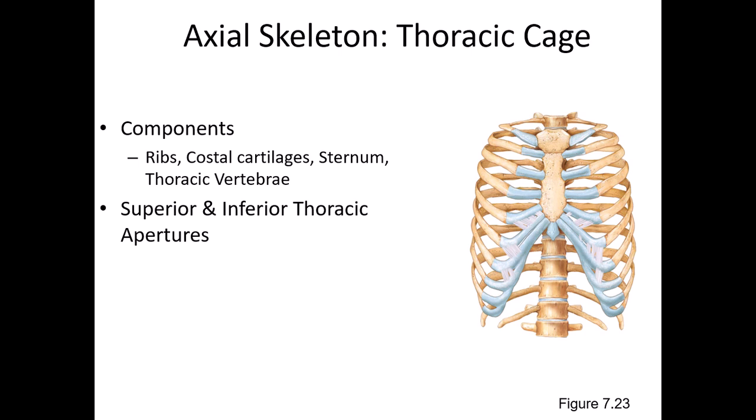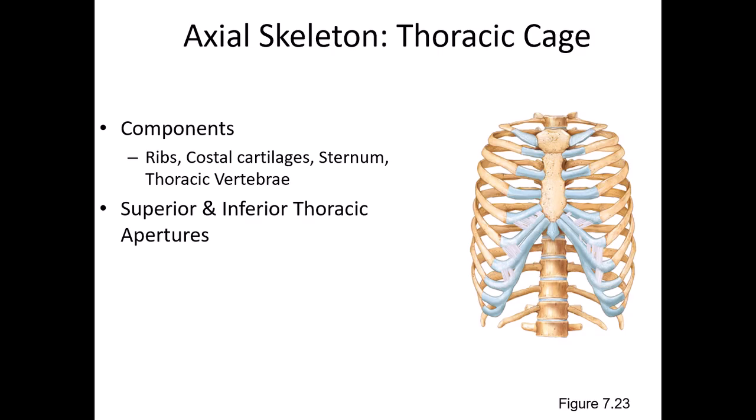So an aperture is basically like an opening or a hole. And so if you look at this picture, you can see the superior thoracic aperture is where the neck is, leads into the neck. And that's an opening that remains open. It's not sealed. Organs like the esophagus can run freely from the neck into the thoracic cavity.